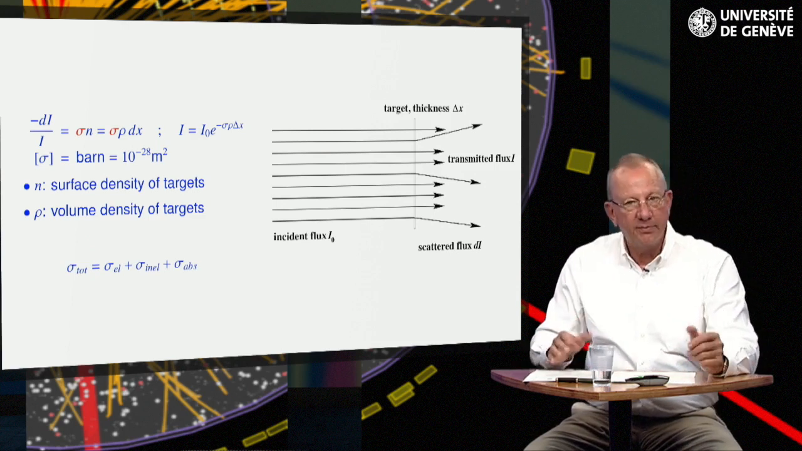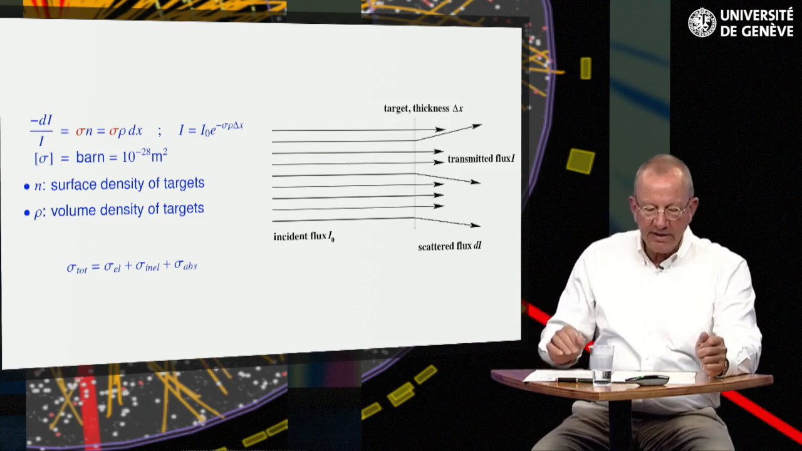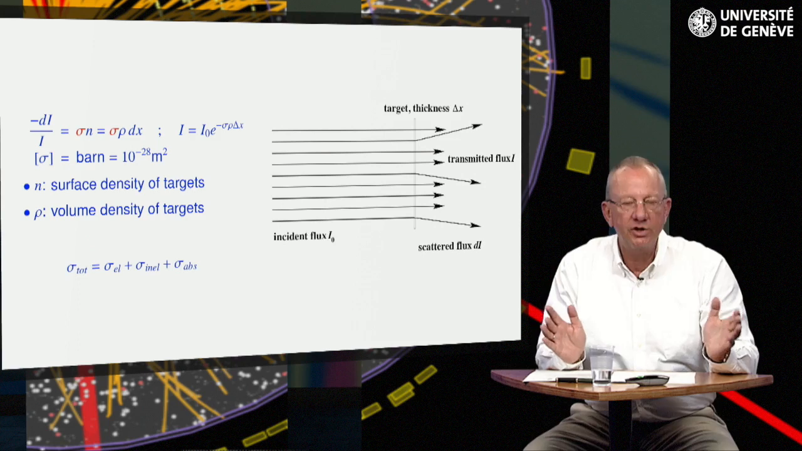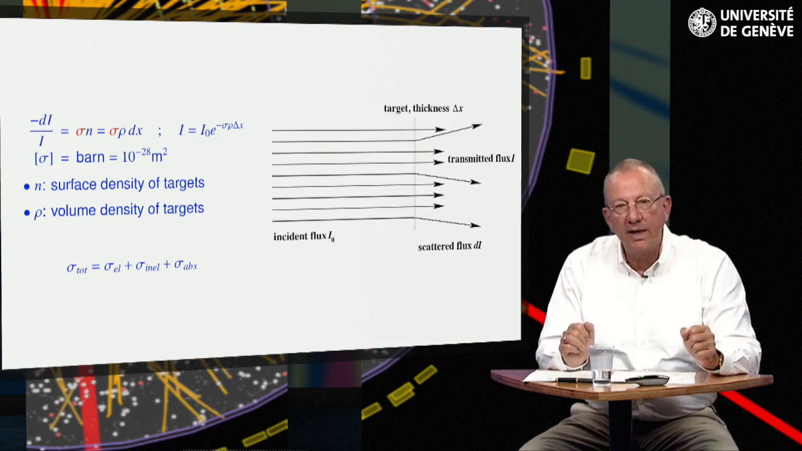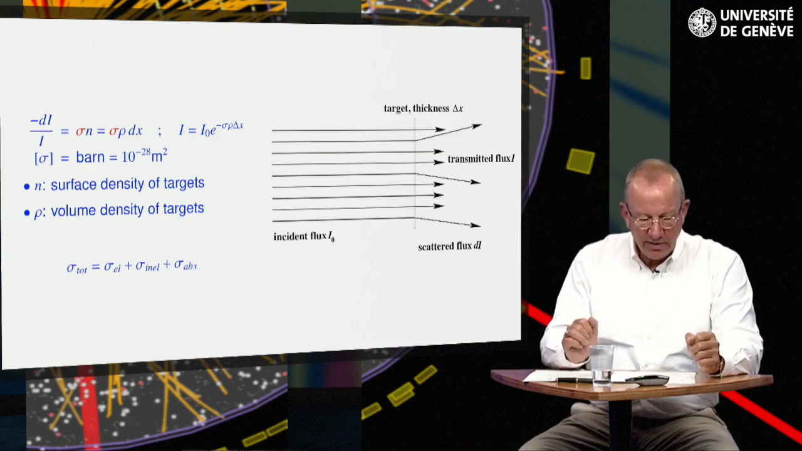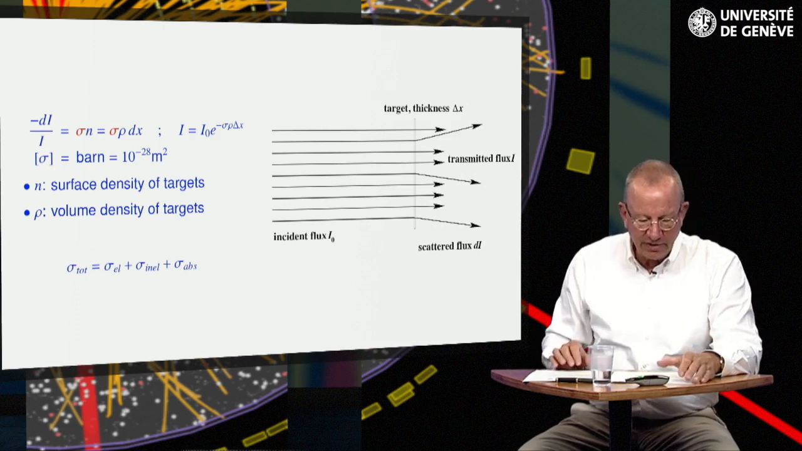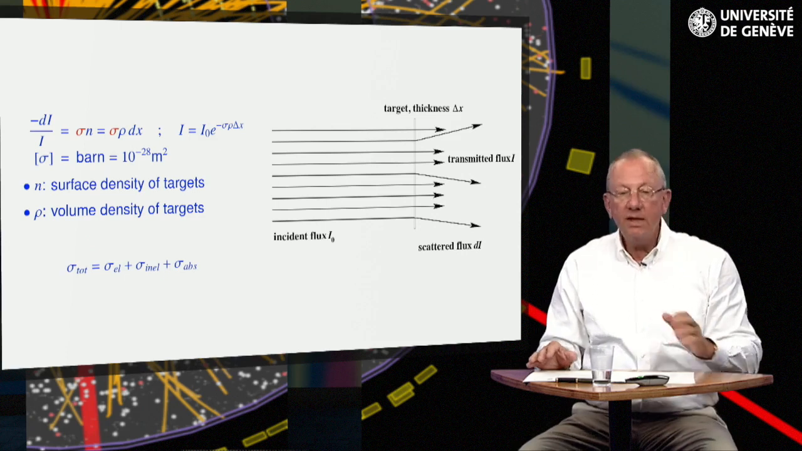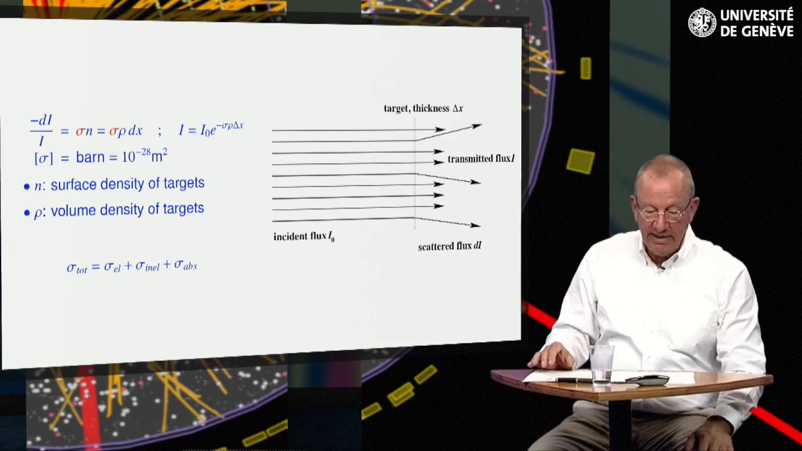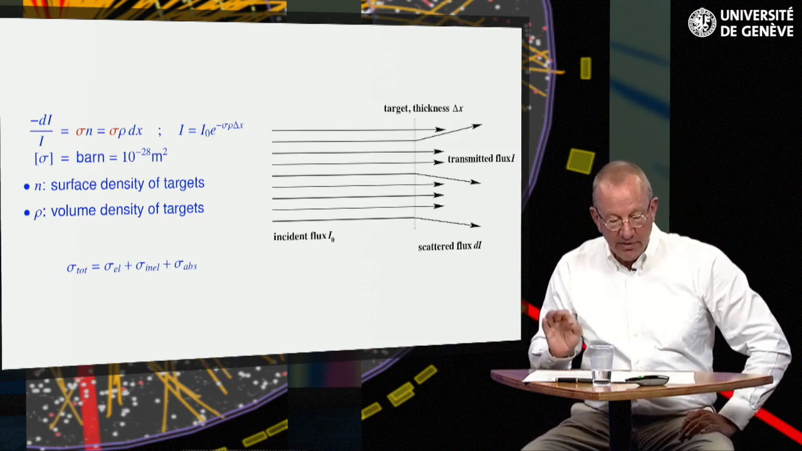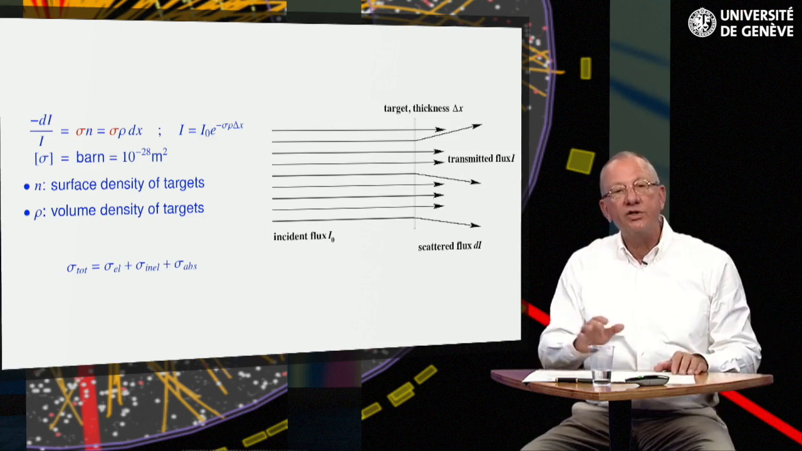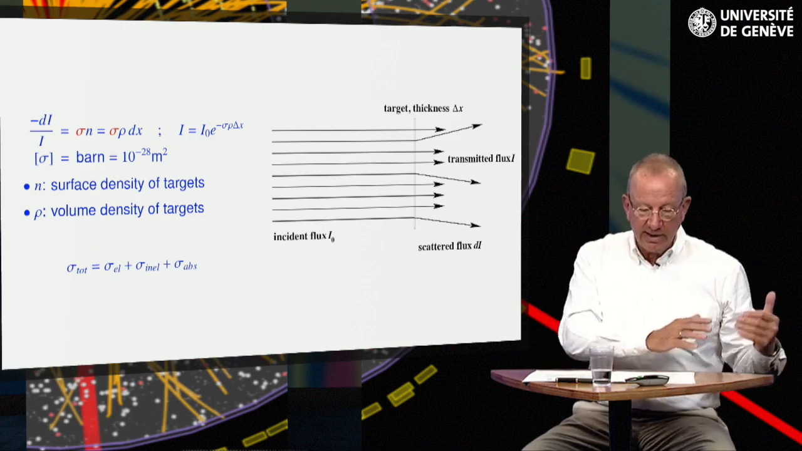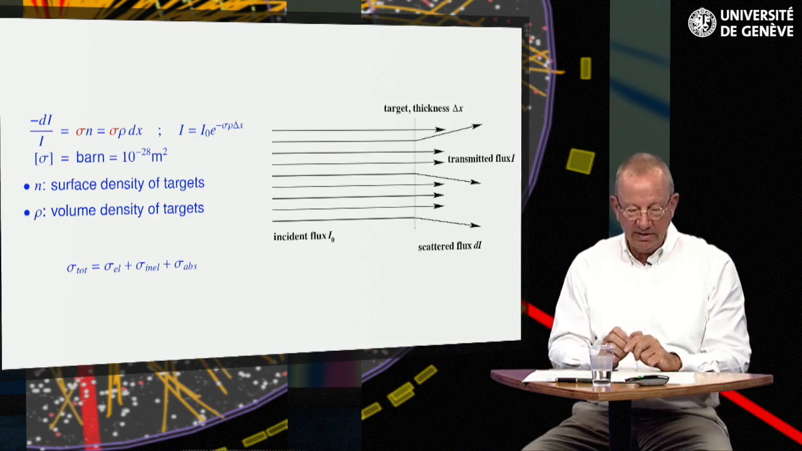Integrating over the thickness up to delta x, one obtains an exponential law for the attenuation of the incident flux. We call little sigma the cross-section for the reaction because it has the dimension of a surface. It has nothing to do with the geometrical size of the target particles. It rather represents the probability of interaction between an individual projectile and an individual target particle.